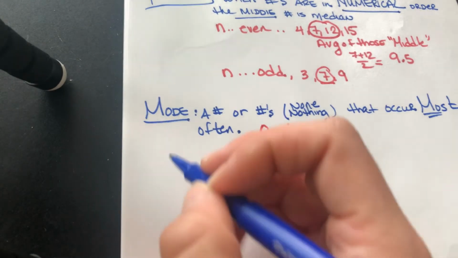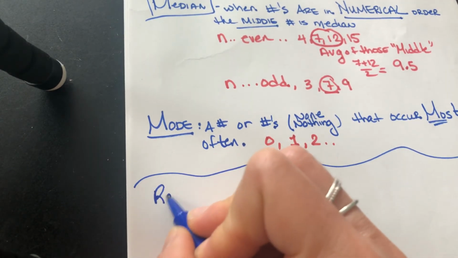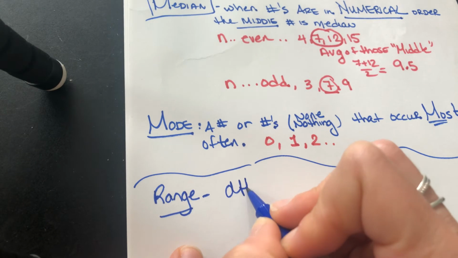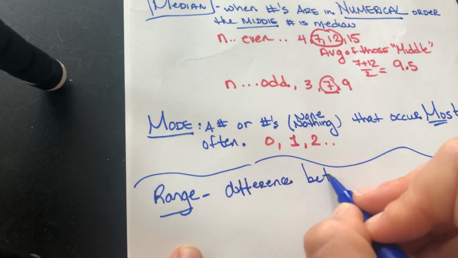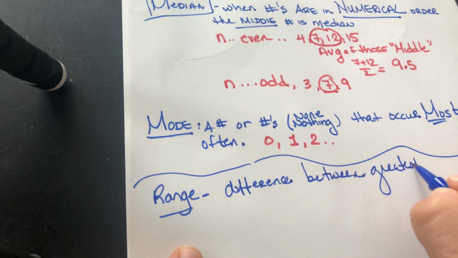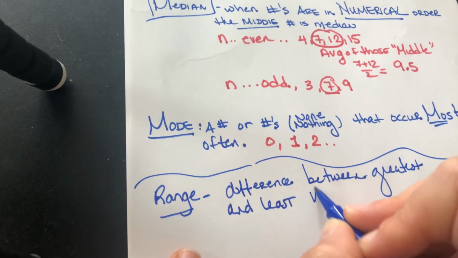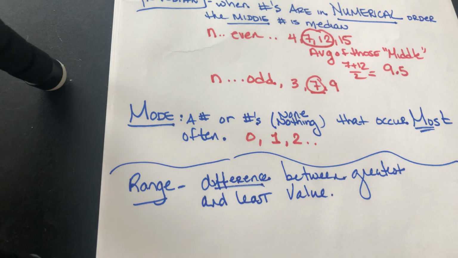Okay, now a range is not what we call a measure of central tendency, but I'm going to put this in here because it's pretty simple for you all. Your range is just the difference between the greatest and least value. Obviously, difference means you're doing subtraction. So that should be pretty simple.